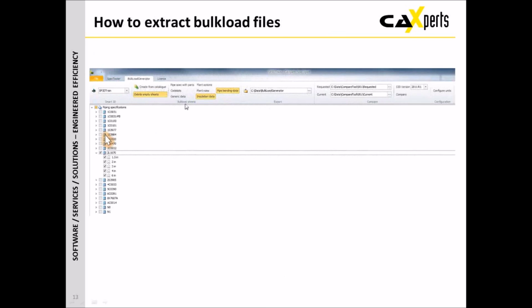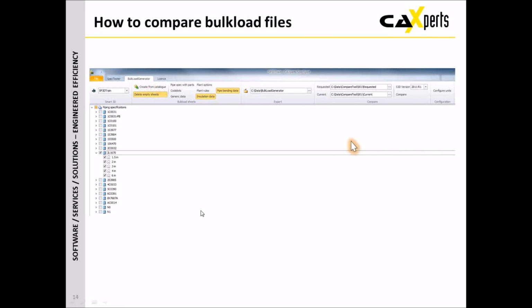So here is the user interface, and it's very, very simple. We have the project that we're selecting, and that will then produce a drop-down list of all of the specs. Then we're looking at the various different options for output. So this is the pipe spec with part, plant options, insulation data, pipe bending data, etc. You select which options you want to export, and then you quite simply press create from catalog, and it will produce all of those Excel bulk load files that we showed you before. So I don't think you can get much simpler than that.